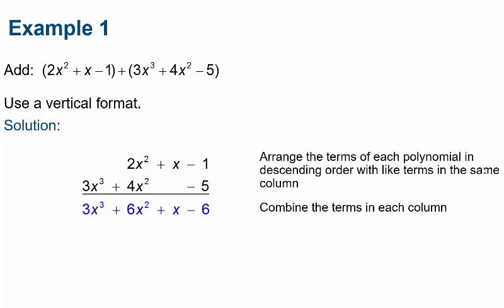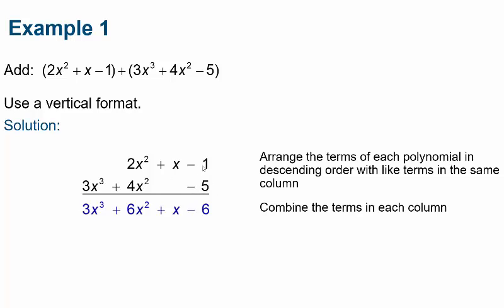The way you do the vertical format is you arrange the terms of each polynomial in descending order with like terms in the same column. Up here I have 2x squared plus x minus 1. Now I take my second polynomial. I put 3x cubed over here because it has no like term above it. I put the 4x squared below its like term. I skip the x because there's no x term. And I put the constant minus 5 under the other constant, minus 1.